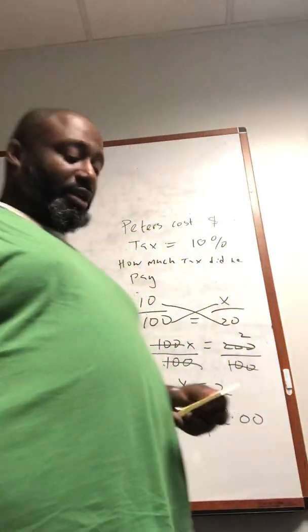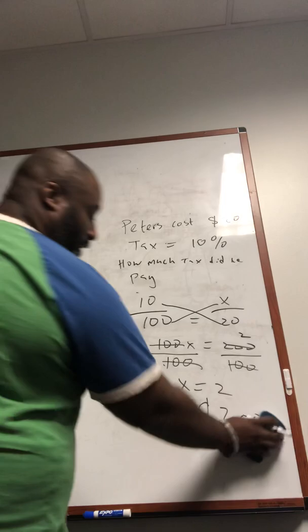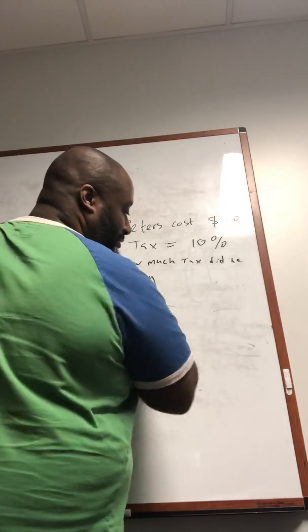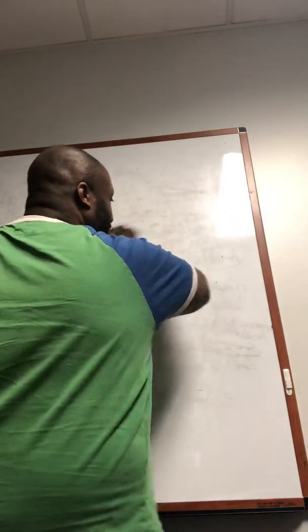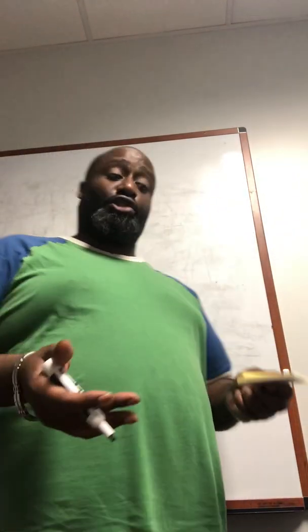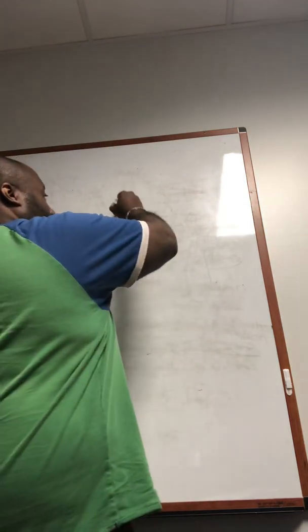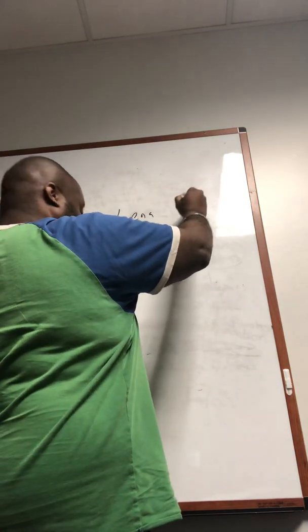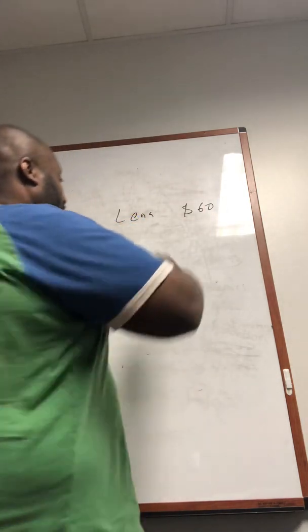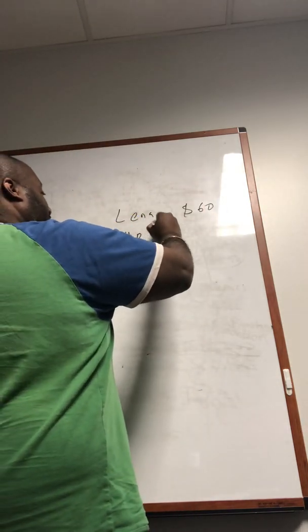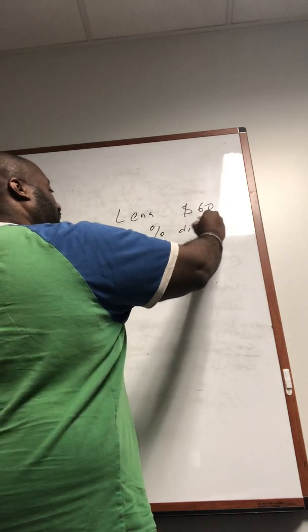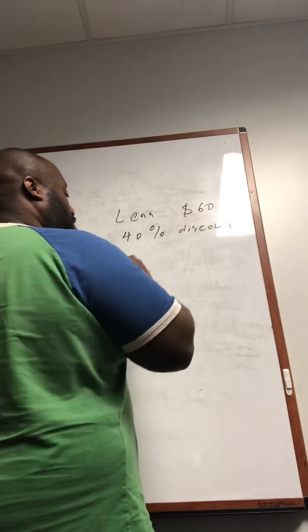Okay, we're going to look at one last problem on discounts. Remember, you could go to the store and you could get a discount on your Nikes. You could get a discount on your Adidas. Let's look at somebody who got a discount on her shoes. Her name is Lena. Her shoes cost $60, but she got a 40% discount. How much were the shoes?